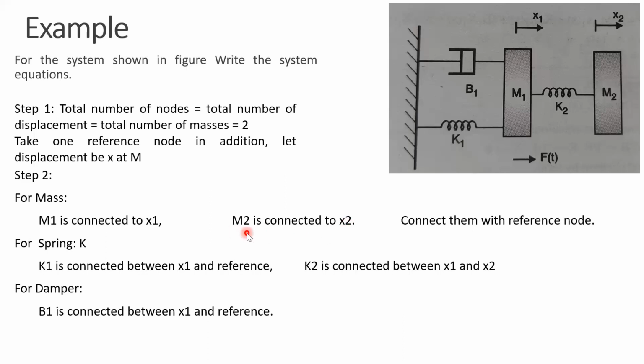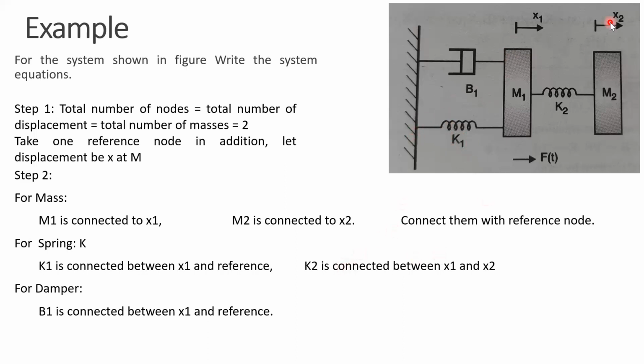Now for the second component, the spring. For spring K1, it is connected between x1 and reference. You can see here this spring has one end connected to x1 and the other connected to reference. So it means spring K1 will be connected between x1 and the reference node.